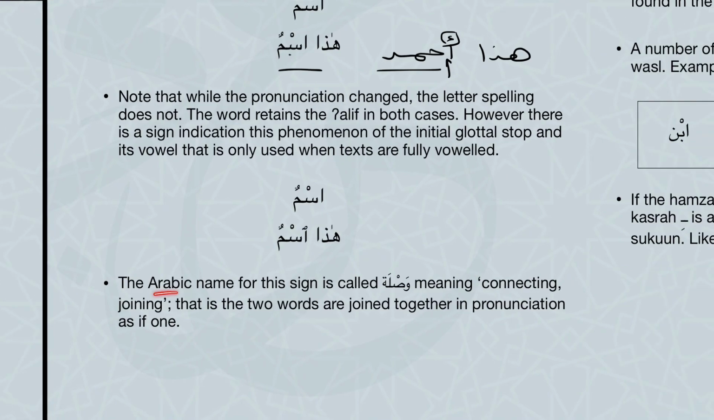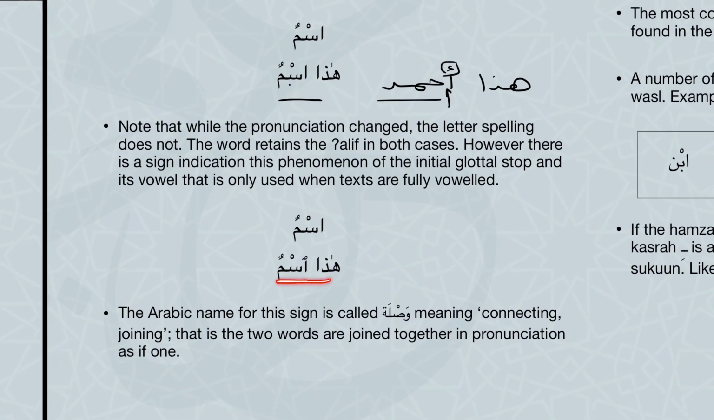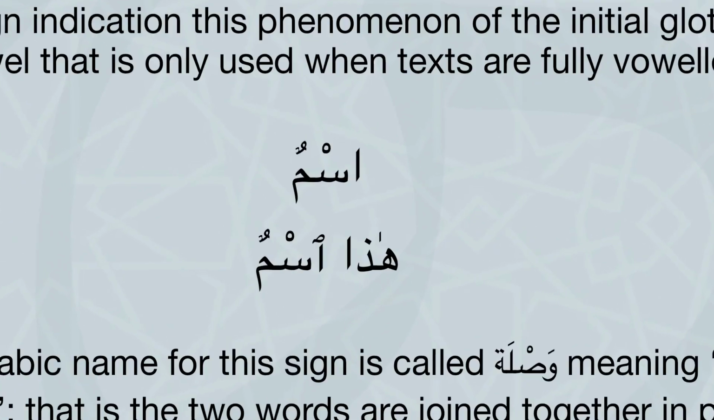The Arabic name of this sign is wasla, basically a junction, meaning connecting or joining. That is, the two words are joined together in pronunciation as if one. هذا اسم. The little sign resembles the letter sad, a small sad, but the sign is called wasla.